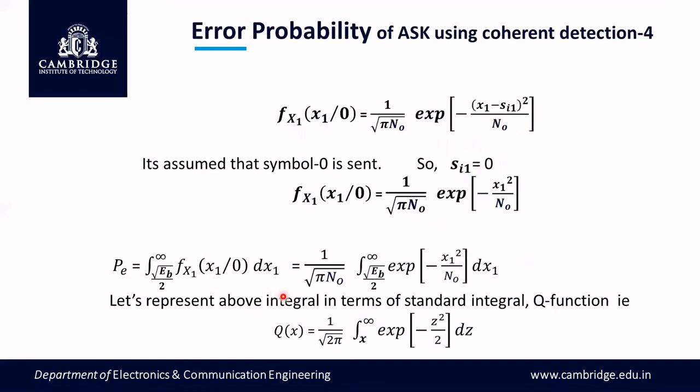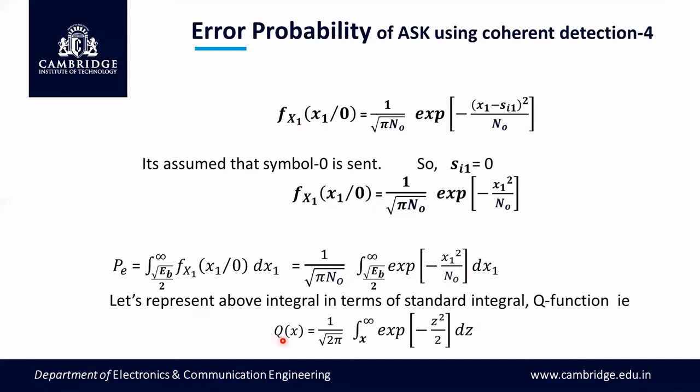Right. Look at this one, 1 by root of pi n naught. That is copied from here, put here. But this integration is done using standard integrals available in literature. One of the very useful integrals at this point of time is the Q function. The Q function is a standard integral useful for Gaussian distribution functions.